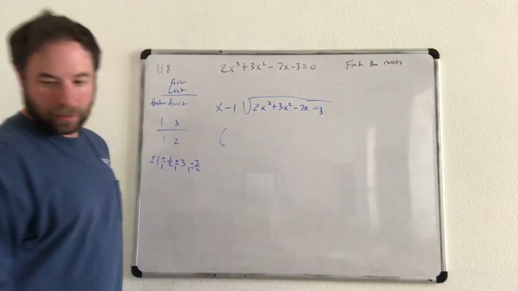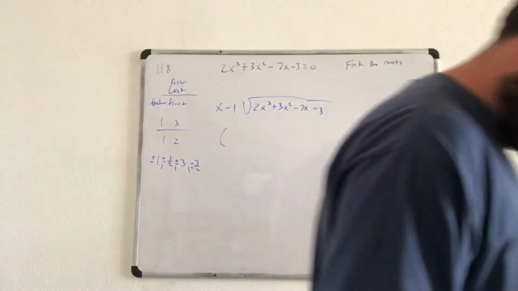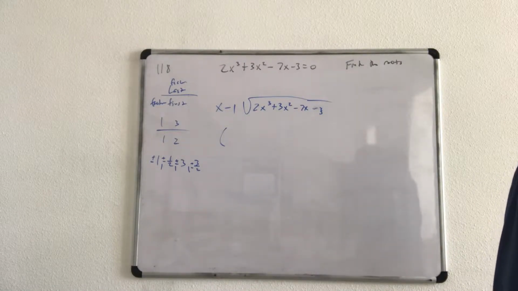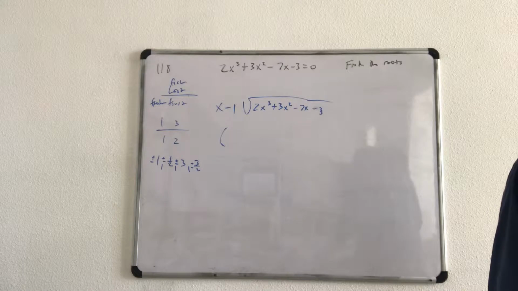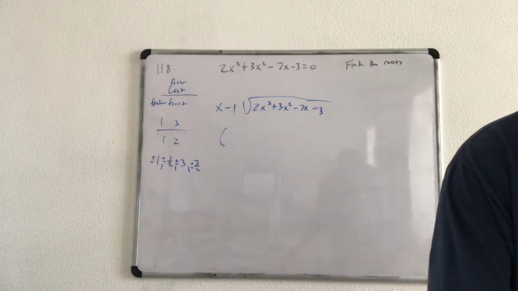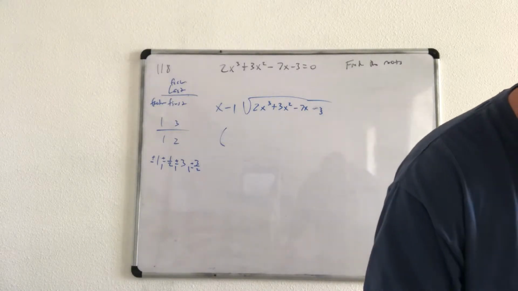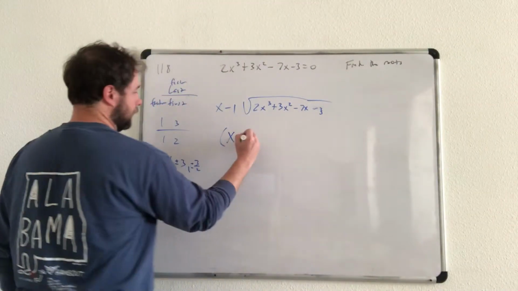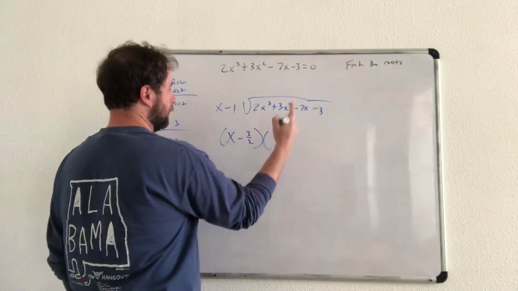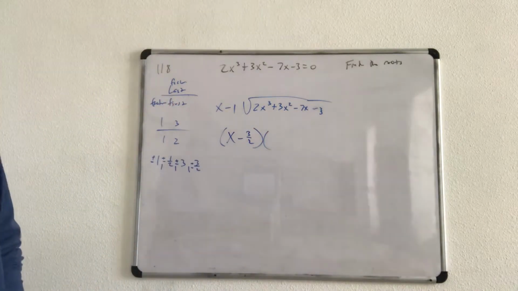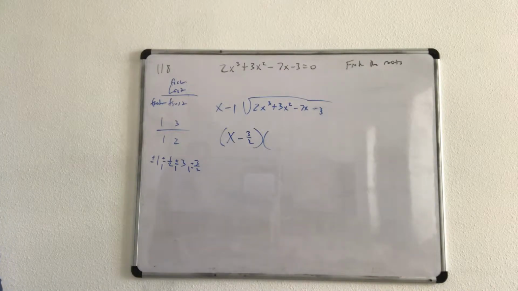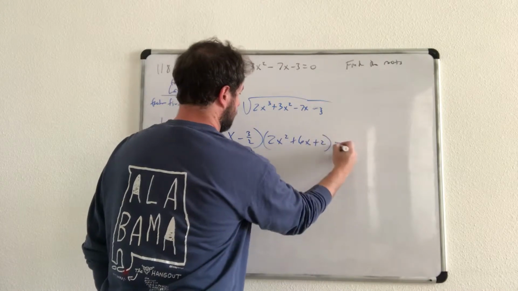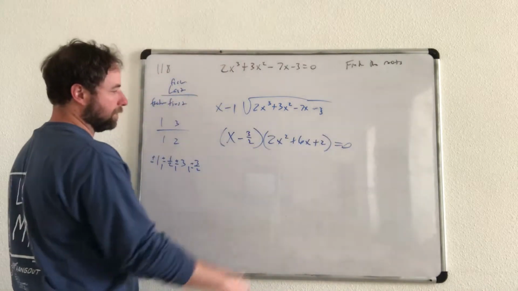What it ends up being in this one, just to speed us up here, the one that ends up having no remainder is going to be 3/2. So it'll be x minus 3/2, and then what's left is going to be 2x squared plus 6x plus 2. That's what's left when you do synthetic division.